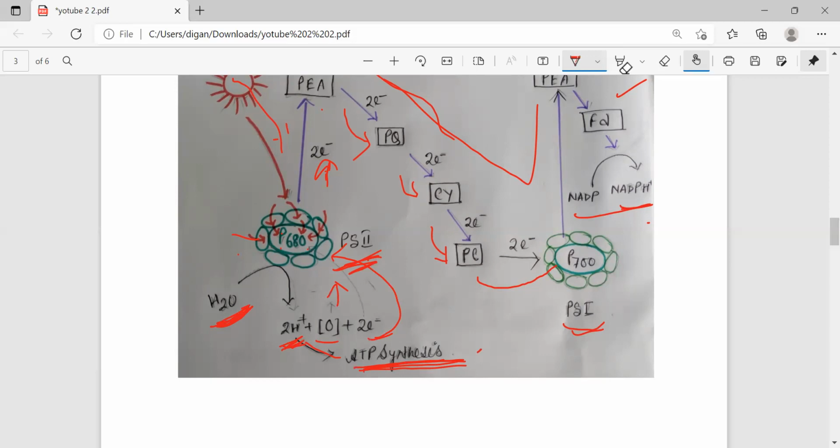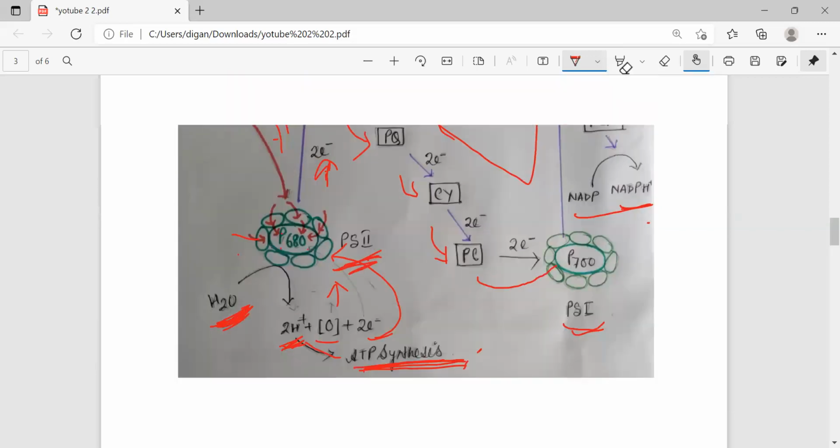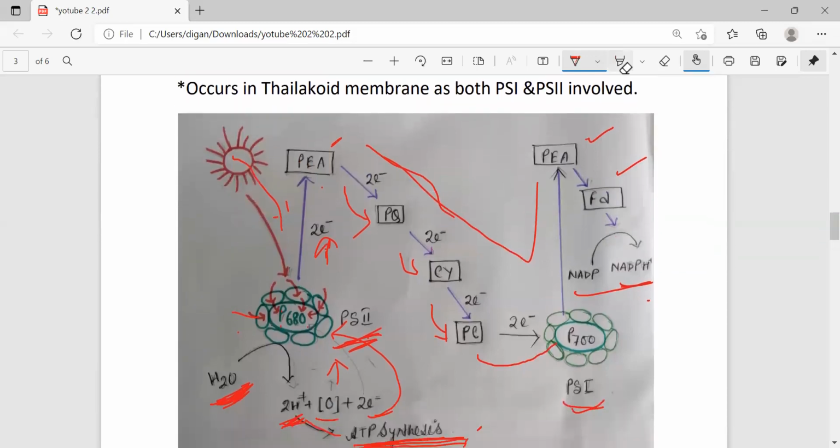Phosphorylation reactions always take place in mitochondria. And this photolysis of water takes place in the inner membrane of the thylakoid. If a question comes on non-cyclic photophosphorylation, where photolysis of water takes place, you have to write that photolysis of water takes place in the inner membrane of the thylakoid, where NADP is converted to NADPH by a reduction reaction.